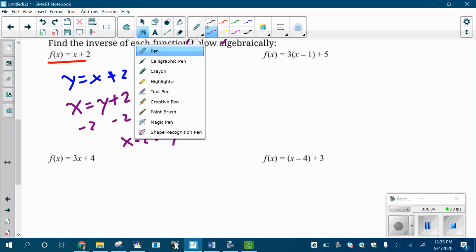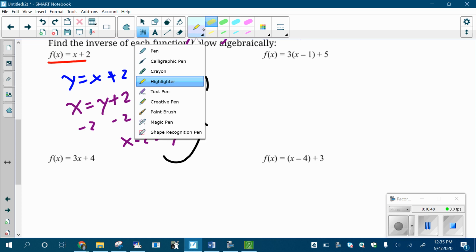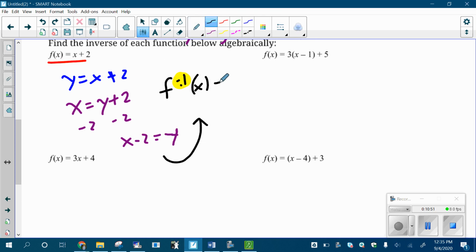It's important at the end of the day, too, I should almost have this as a step, to write it in that fancy function notation. So what I just found was f inverse of x. Remember that little fancy -1 up there tells you that the thing you're talking about, it undoes f of x. It's the opposite of it, undoes it.